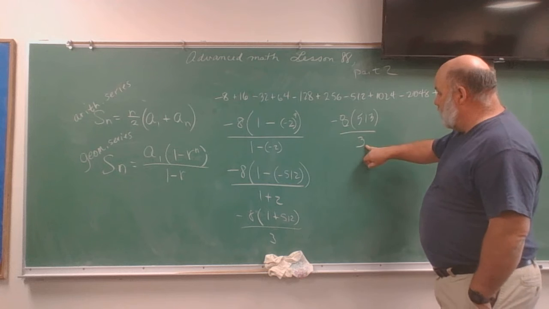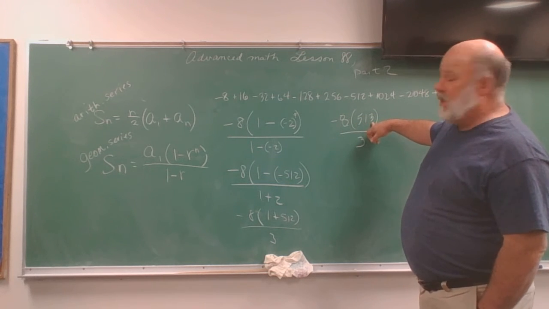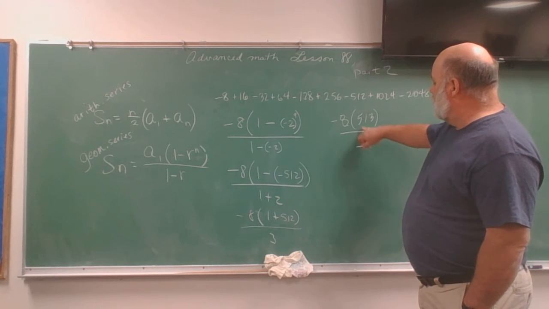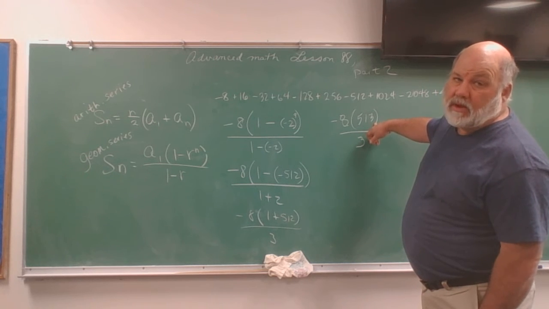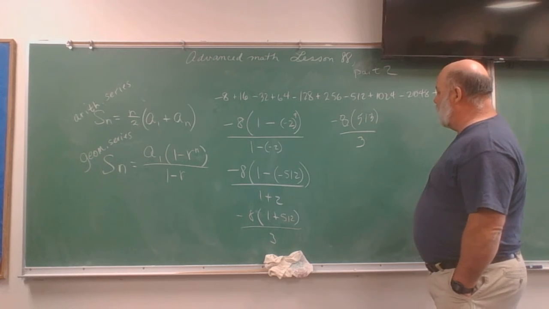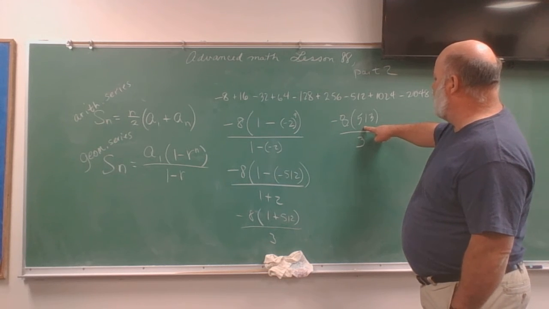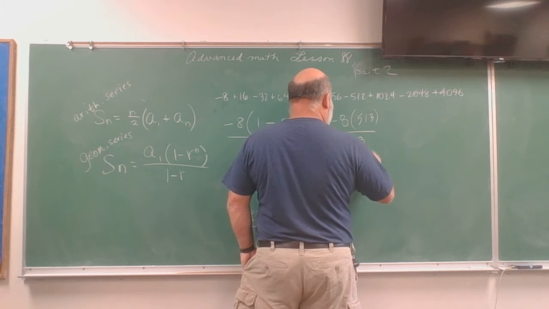This number better be divisible by 3. 8 is not divisible by 3. 513 better be, and it is, because I know that 5 plus 1 is 6, plus 3 is 9. Yes, it will go in evenly. So this is going to be 171. Negative 8 times 171. Hope I'm right with that.